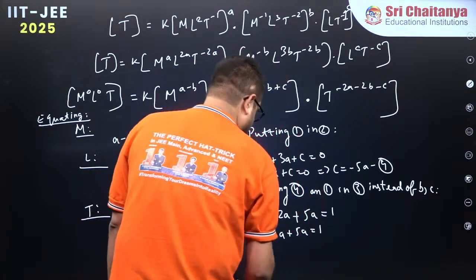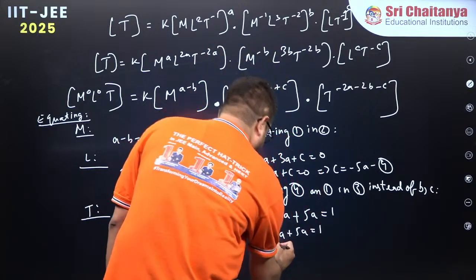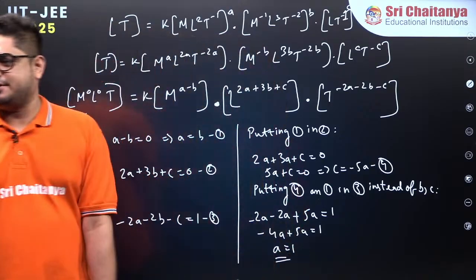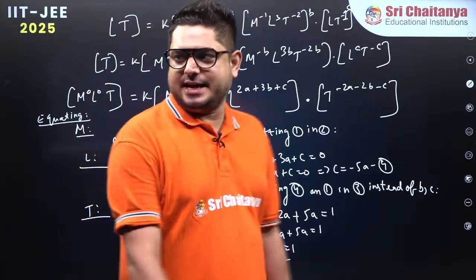Right? What will you get? So I will be getting A is equals to 1. So are you getting A as 1? If yes, give a thumbs up, everyone. I hope you are getting A as it's minus A.